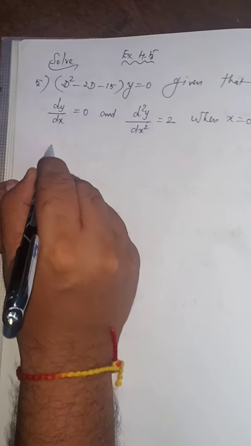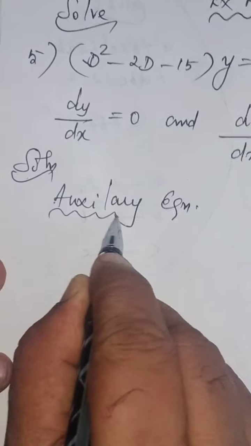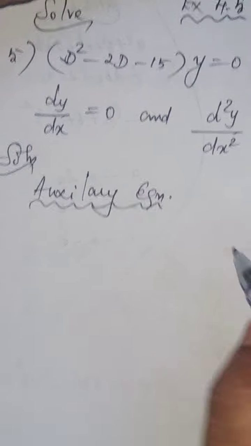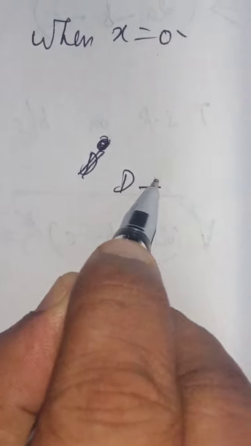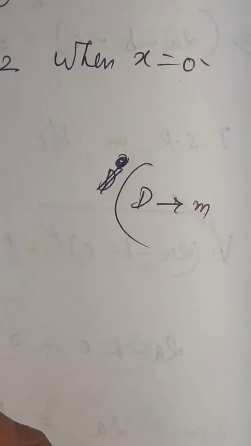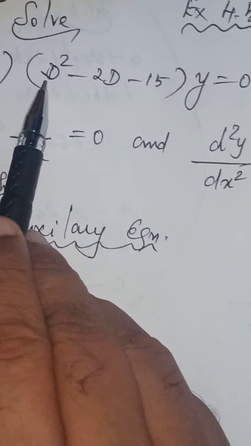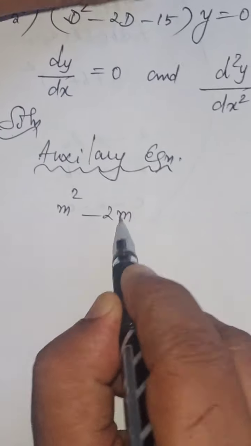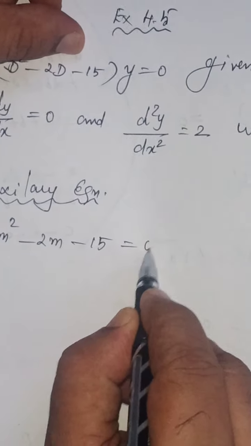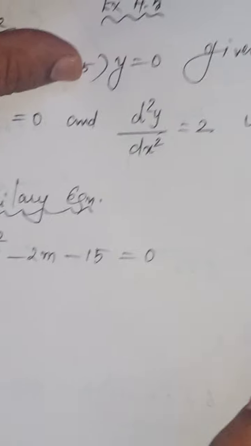First you have to write the auxiliary equation. In the auxiliary equation, you just replace d by m. Consider the expression inside the brackets, where d has to be replaced by m. So m squared minus 2m minus 15 is equal to 0. Since it is an equation, this expression is equated to 0. Then factorize.